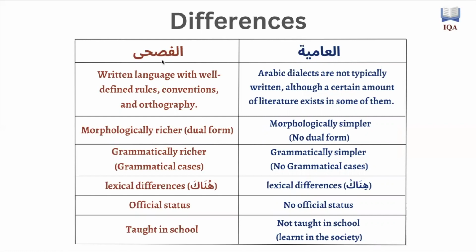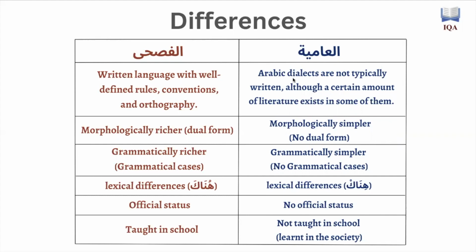First and foremost is that Fusha is a written language with well-defined rules, conventions, and orthography. So Fusha is the Arabic that's usually used to write. Classical Arabic is usually the Arabic that you're going to find people writing with. So books in Arabic are written with Fusha usually. Of course, there are some that are written with colloquial Amiyya Arabic, but usually books, especially academic books, are written in Fusha Arabic. Likewise, news is written in Fusha Arabic, and the list goes on.